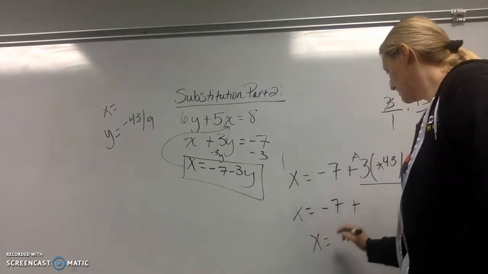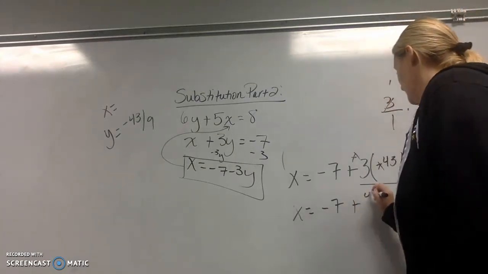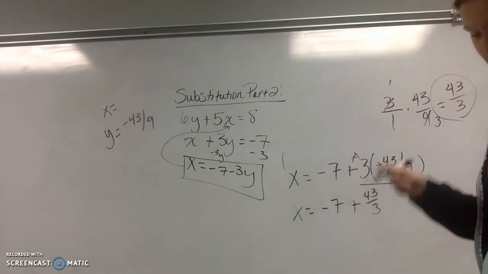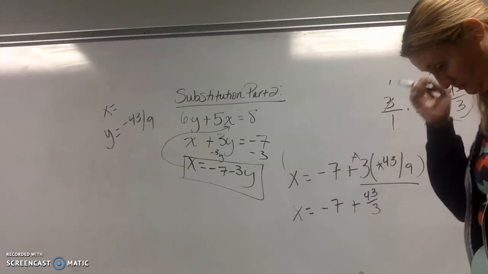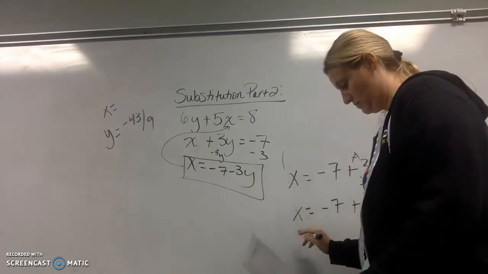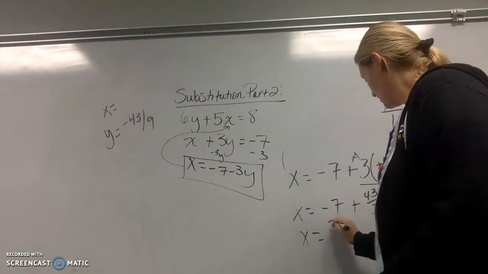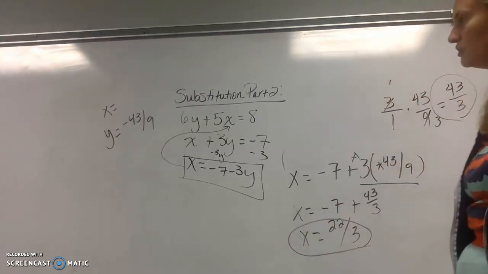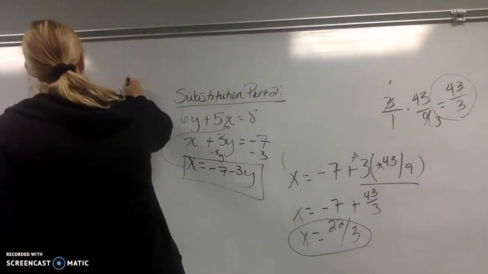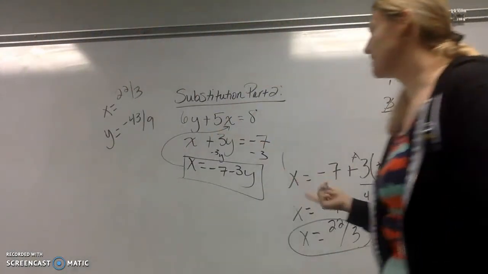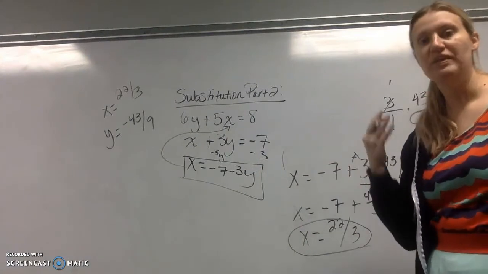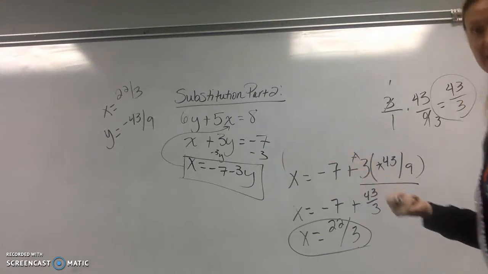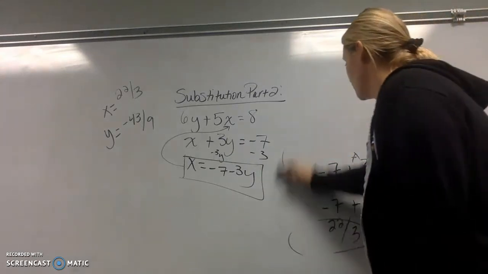So x is 43/3, and I still have to add -7 there, which is going to give me 22/3. So x will equal 22/3. And I can plug that back in and check my answer in these two. So again, you may have to solve before you substitute, and you are going to have answers that are fractions. We're not just going to always have whole numbers.